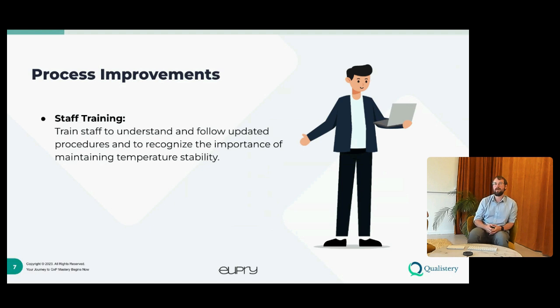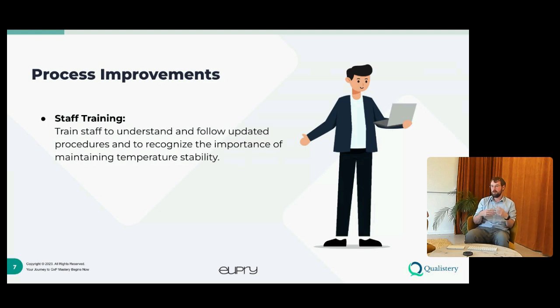Another key takeaway, I think, is one of the major pitfalls that we often see: we validate either standalone units, warehouses, trucks, whatever it might be, in terms of a temperature validation, and the report is approved by QA and then put in the drawer and is never used for anything. So one of the key takeaways should definitely also be staff training.